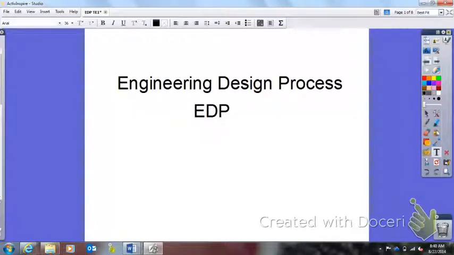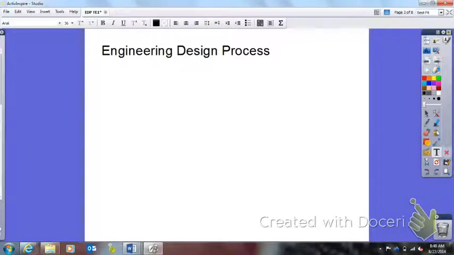The engineering design process, TE1. Let's get started. The first word that we need to define is the engineering design process.